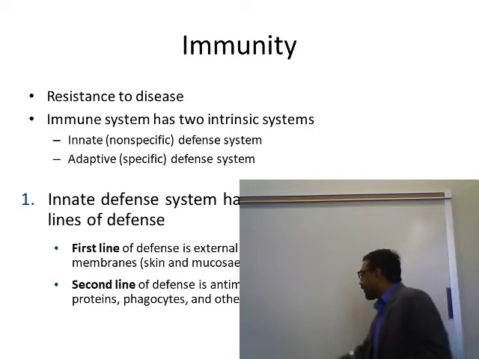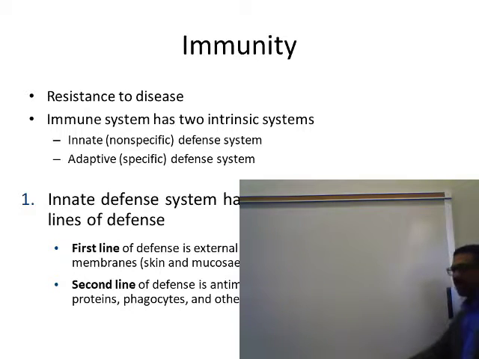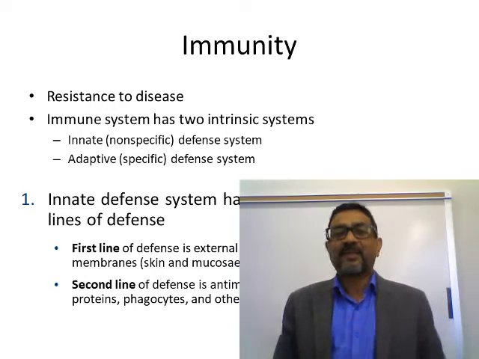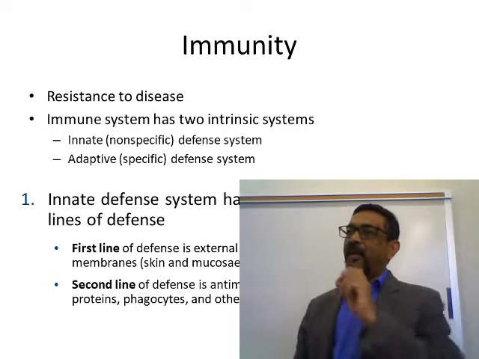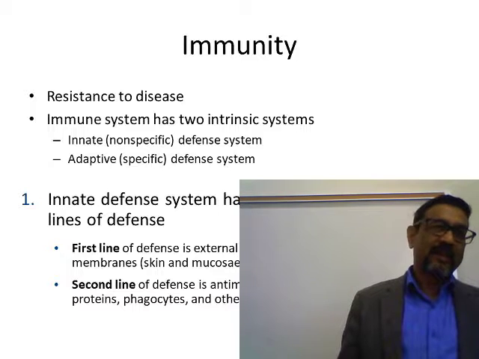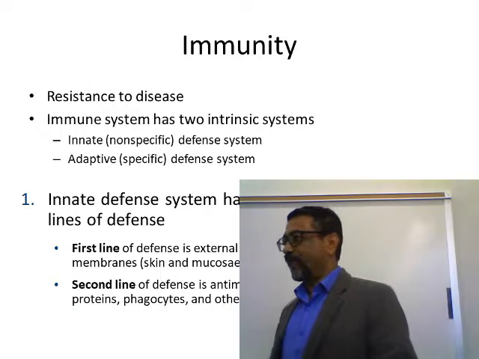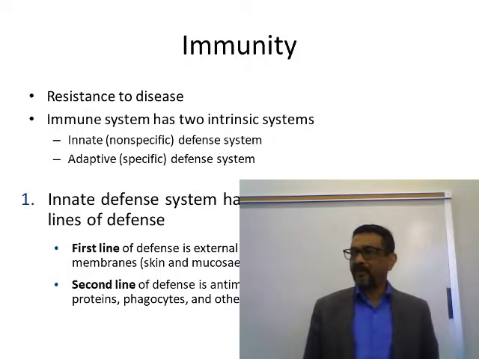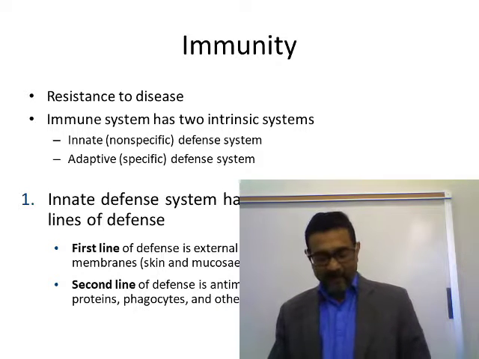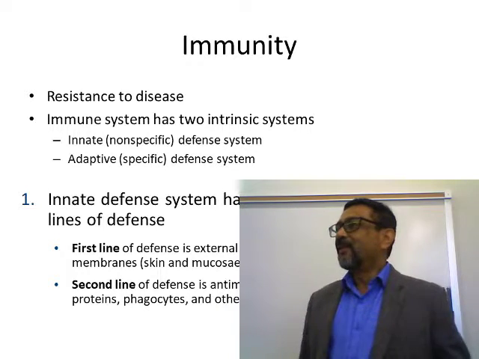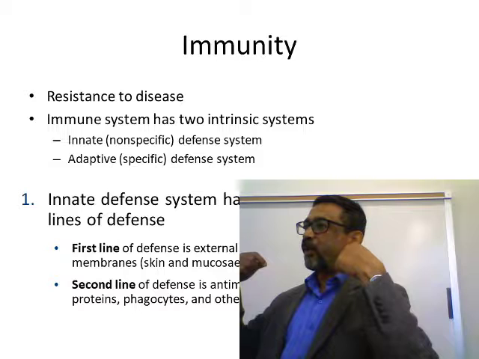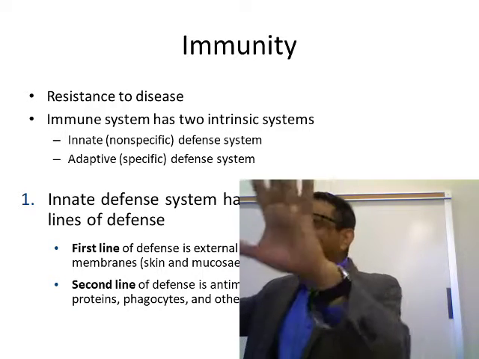Now, there are 3 lines of defense in your body. First line of defense, second line of defense, and third line of defense. First and second lines are given by innate immunity. Third line of defense is given by the adaptive or acquired immunity. So very simple. You see, if any antigen tries to enter into your body, who will try to stop it first?